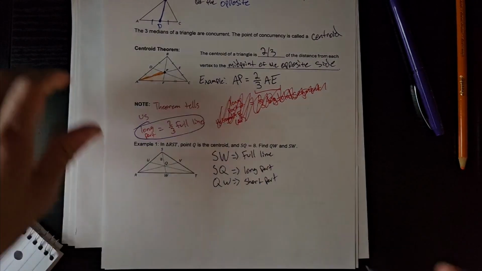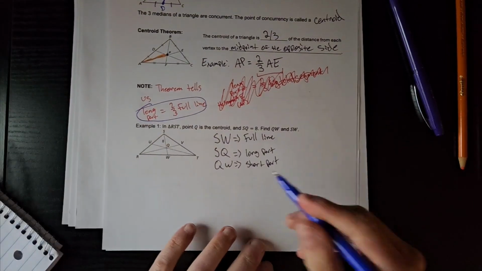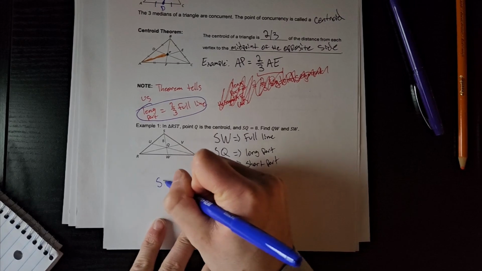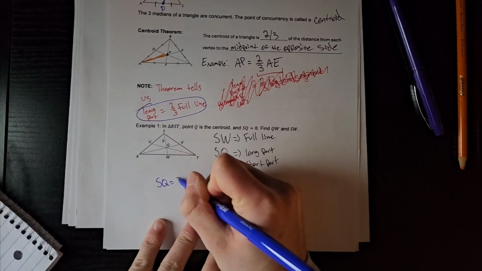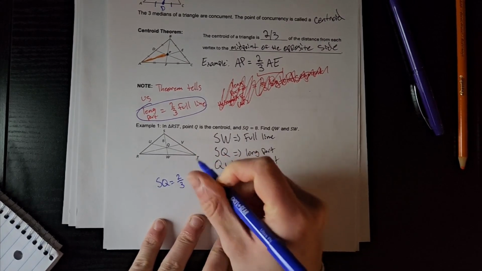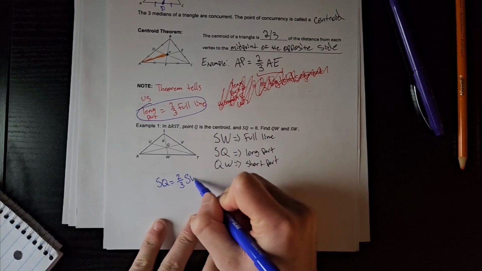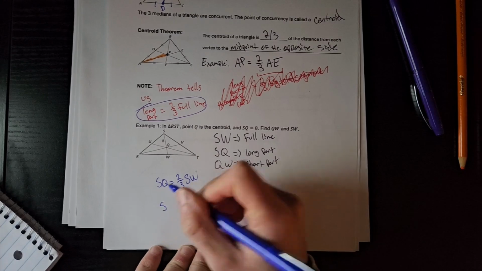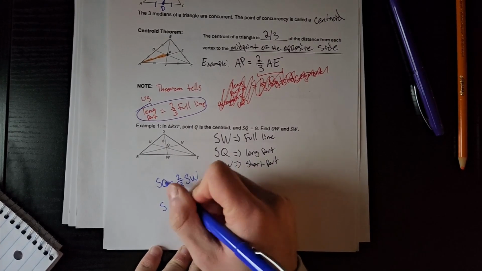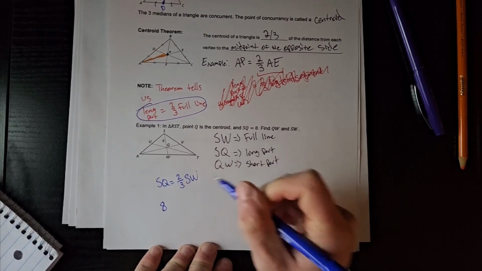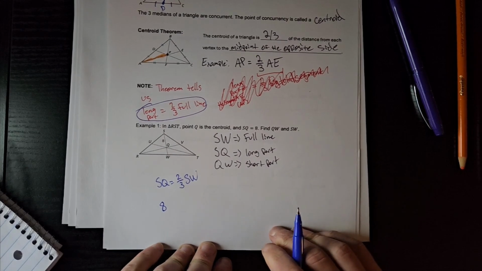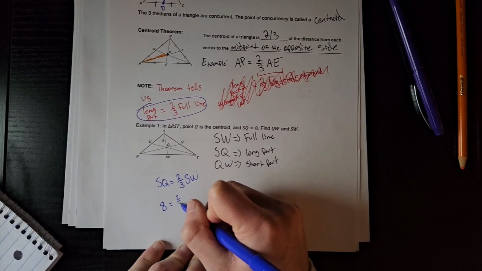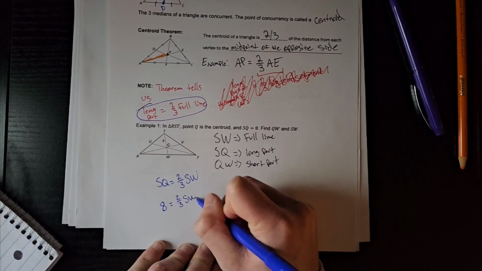If I start building that equation, I have the long part, which is SQ. So SQ is equal to 2/3 of the full line, which is SW. Now let's fill in what I know already. SQ does equal 8, so we didn't have to scribble out. And we can't fill in anything for SW, so it stays the same.